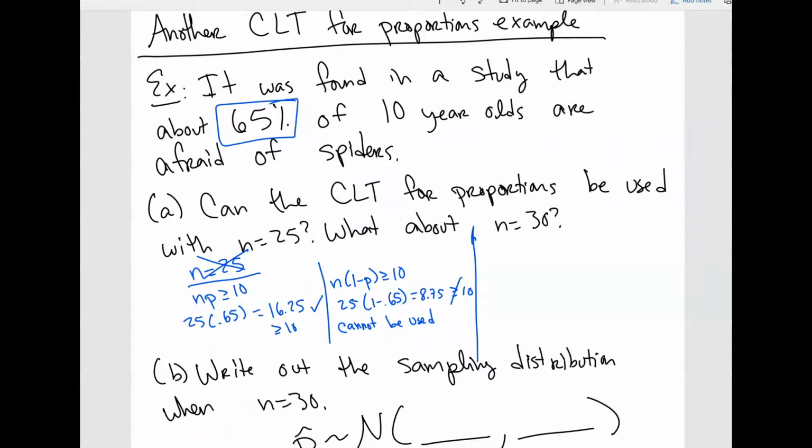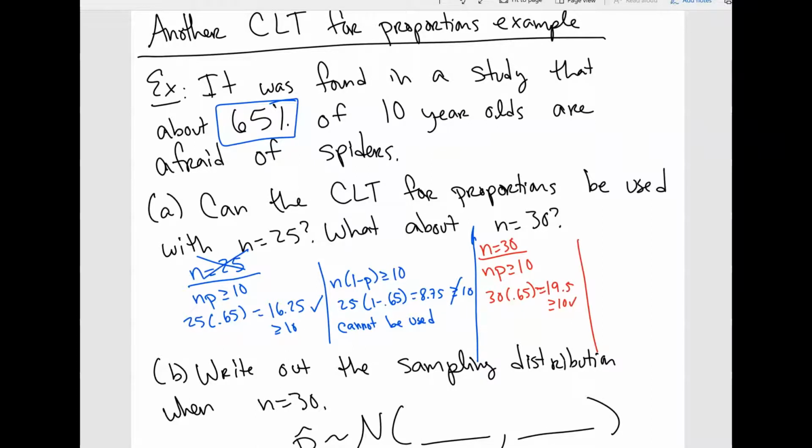What about when n equals 30? Well, when n equals 30, we have to do it again. np has to be greater than or equal to 10. So I'm going to take 30 times 0.65, multiply this out, and I get 19.5, which is greater than or equal to 10. So this is good.